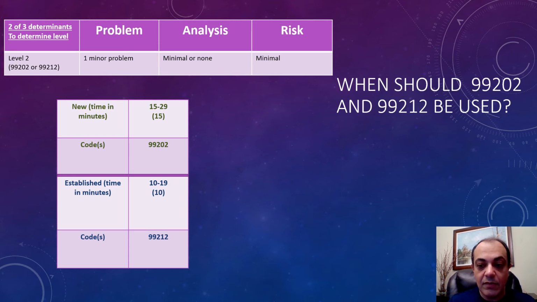If that same visit, the patient was so worried, so anxious about this lesion that it took a lot of explanation, a lot of talking, a lot of review, a lot of discussion in order for the patient to be finally reassured, and the visit took more than 30 minutes for a new patient or more than 20 minutes established total time, then it becomes a level 3. It doesn't become a level 2. I hope that makes sense.